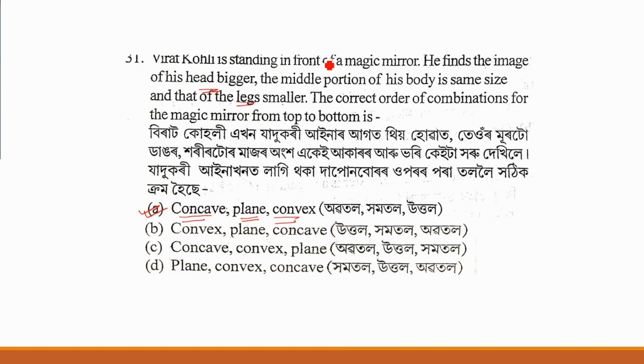Because when Virat Kohli stands in front of a magic mirror, he finds the image of his head bigger. So if his head is bigger, then it will be concave. If the middle portion of his body is in same size, then it will be plane, and if his legs are smaller, then it will be convex. Okay, so we'll move on to next question.